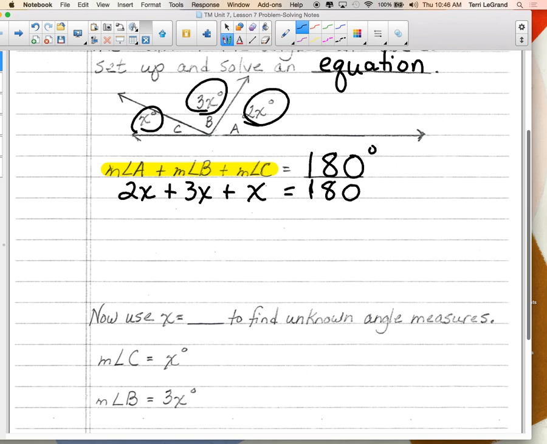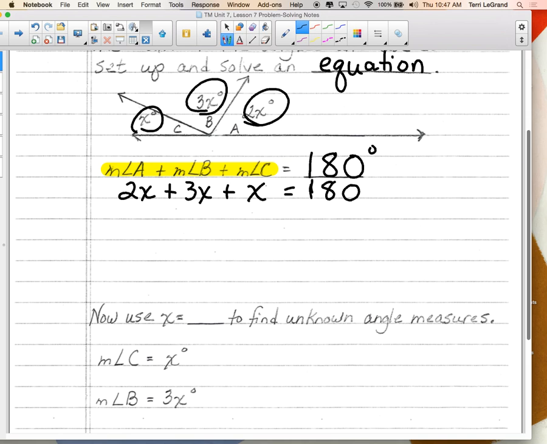Like terms. 2x and 3x and x are like terms. In other words, they can be combined. They can be put together. So it's kind of like if I have two x's cut out of a piece of tag board, and I have three more x's cut out of tag board, and then I have another x cut out, and I want to put them all together. How many am I going to have? 6. Yeah, I'm going to have 6 of them.